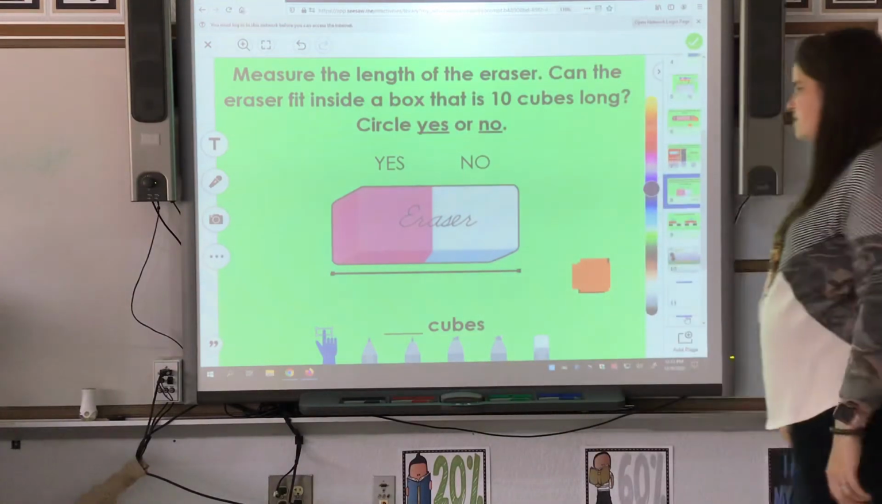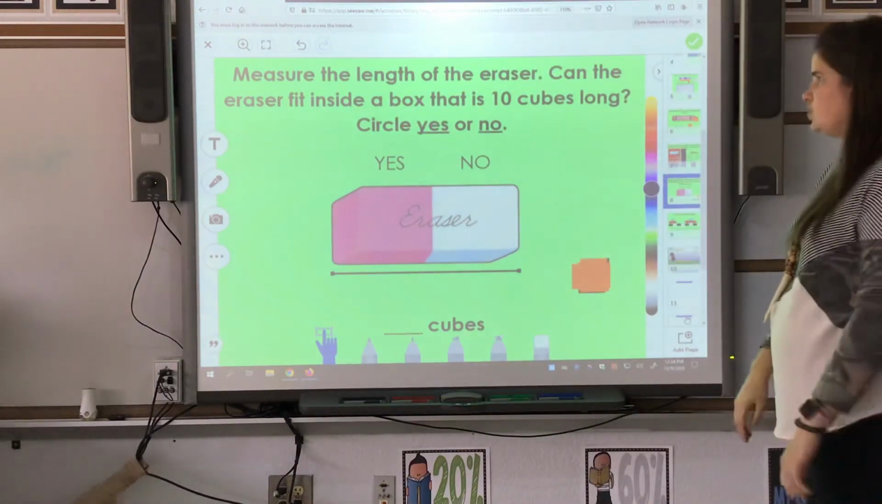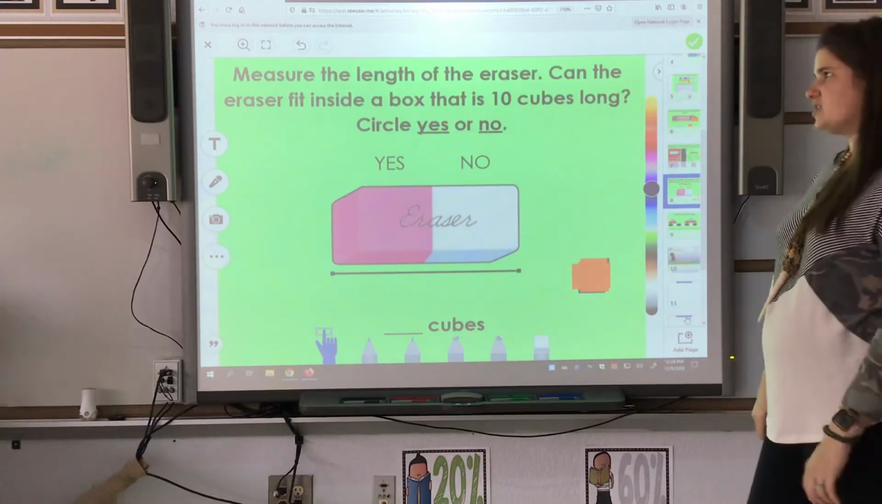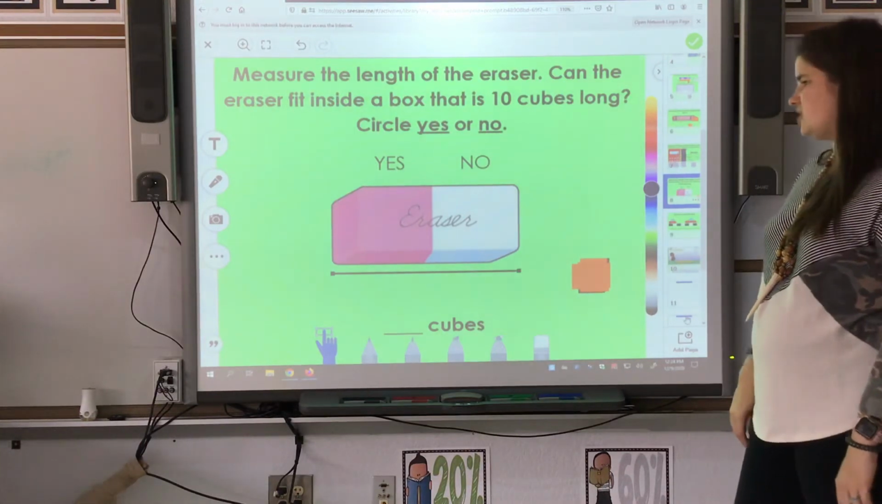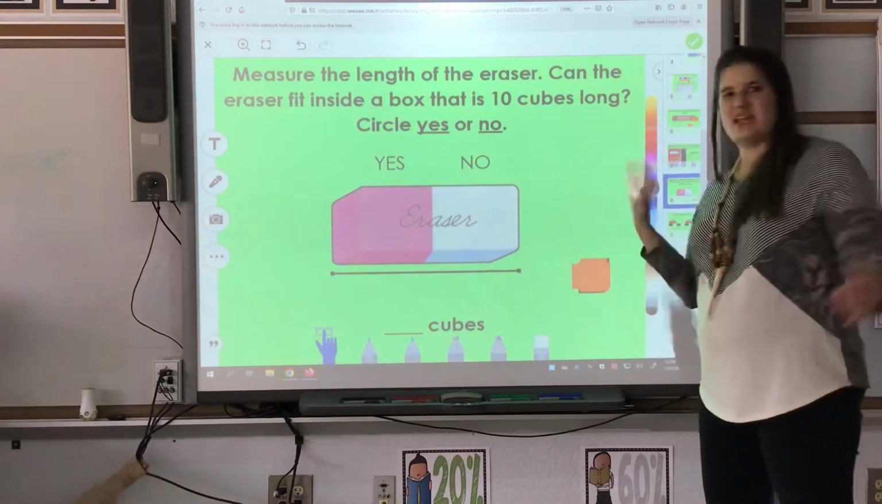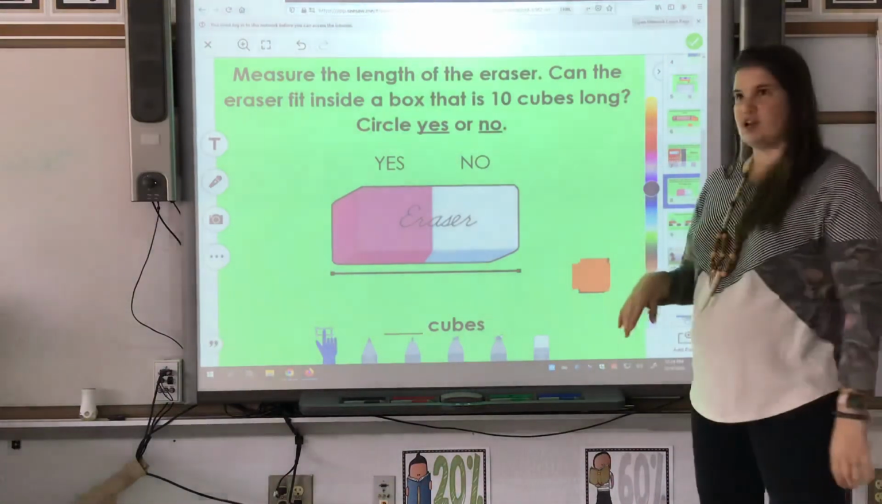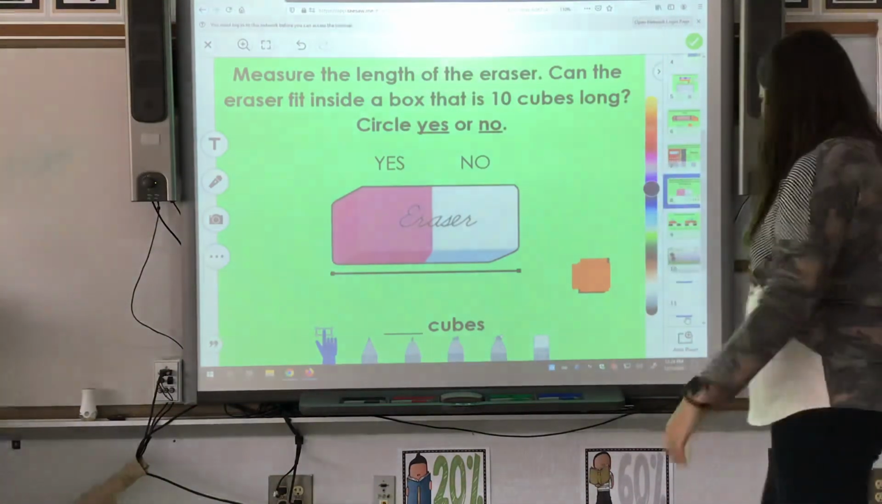Now with this one, you're going to measure the length using the cubes, and then it says, can the eraser fit in a box that is 10 cubes long? You won't be able to decide yes or no until you have measured using your cubes.